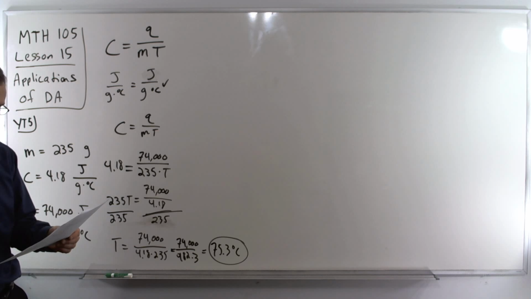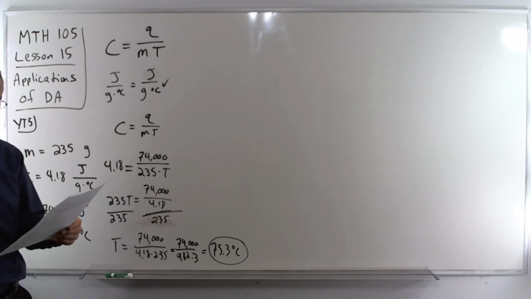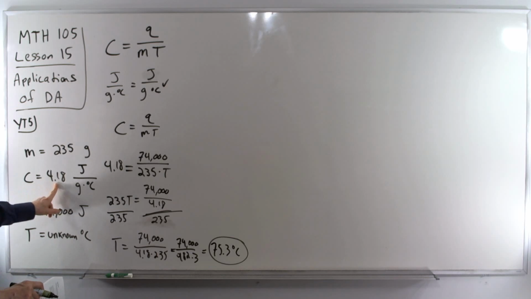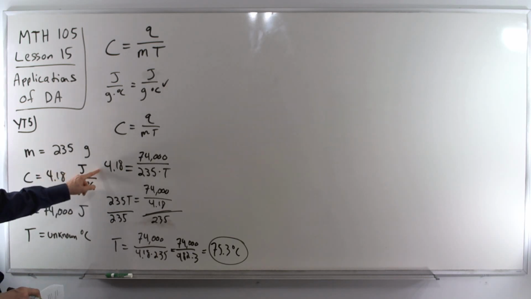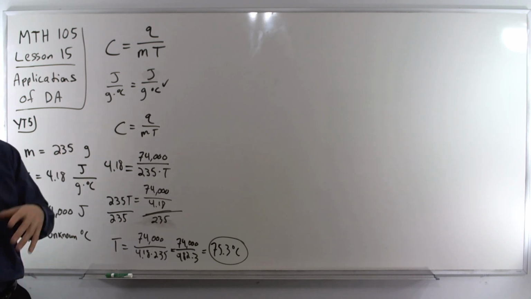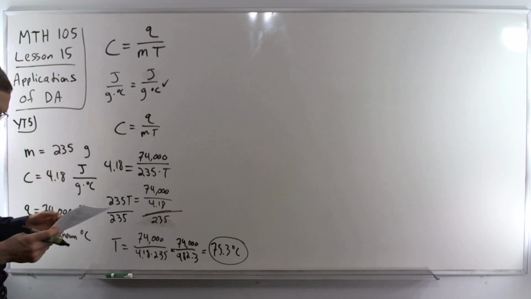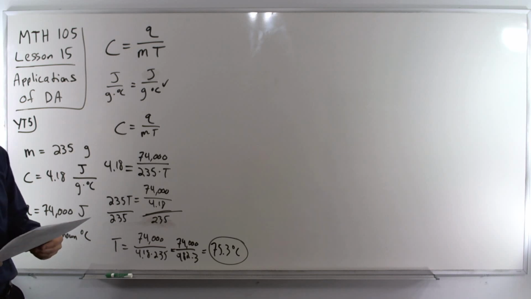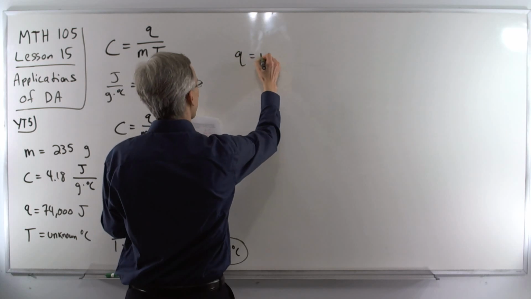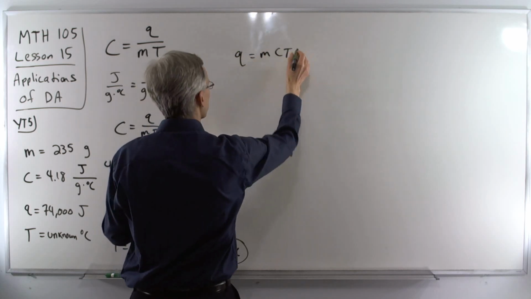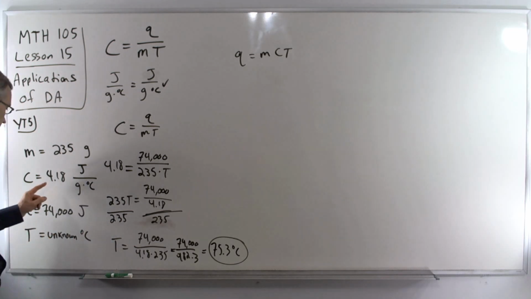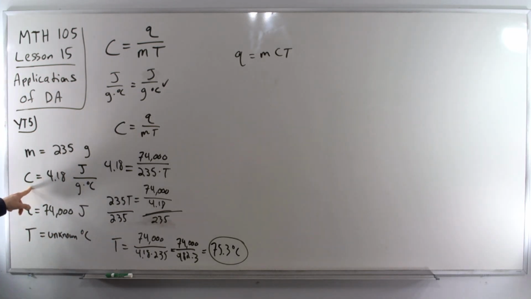So let's say in your turn number 5, we were not given the units of the heat capacity. Let's say we didn't know. We knew that it was 4.18. We didn't know what it was measured in. Well, we can actually figure out the units by setting up an equation and then solving for that quantity. So let's say I started with this equation here. Q equals M times C times T. And I want to find out what the units are on C.